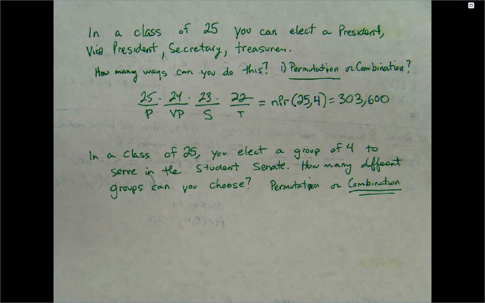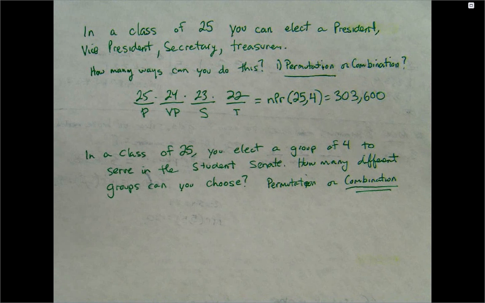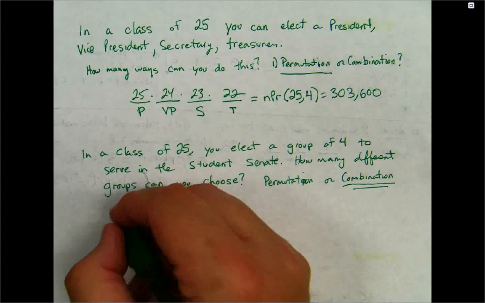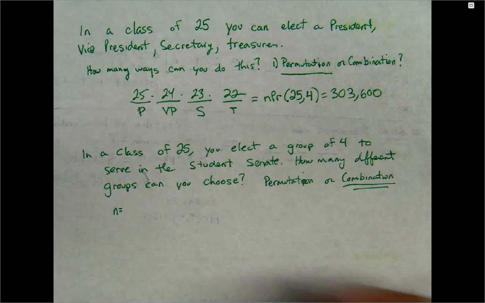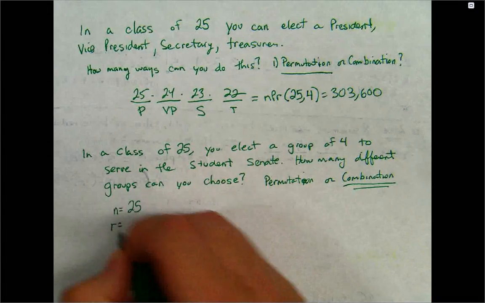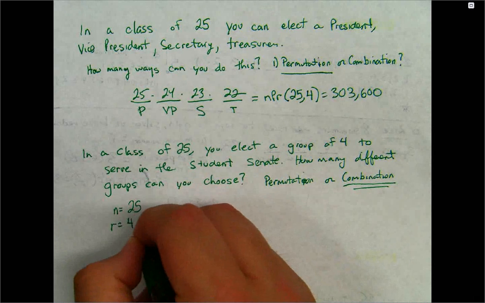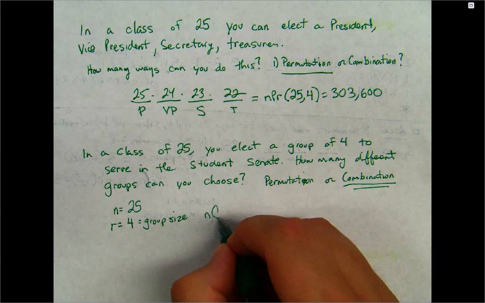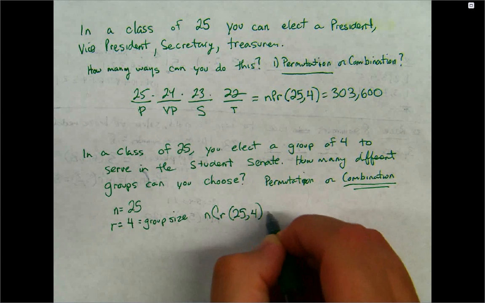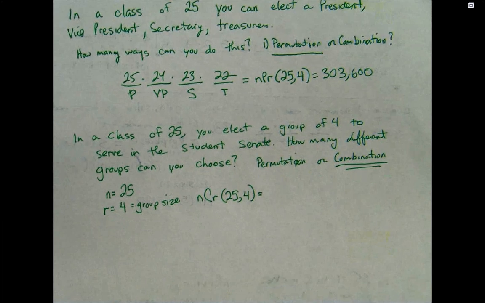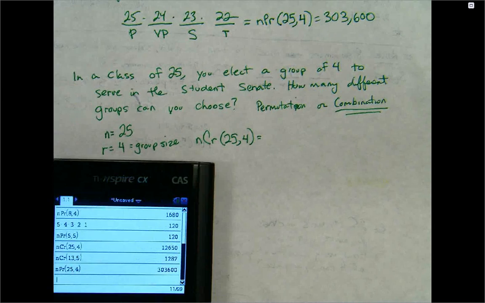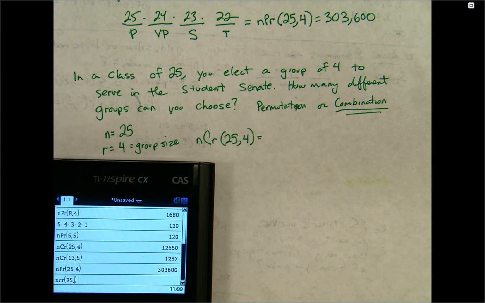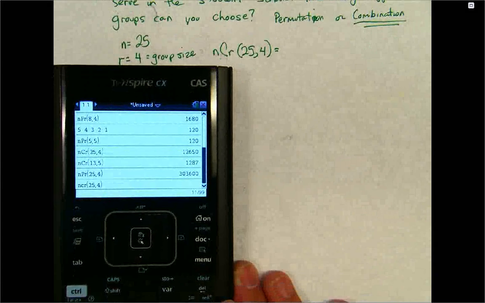We just want a group of 4 that's going to go serve in the Senate. So what's my N value here? 25. What's my R value? How big is the group? 4. That's your group size. So this would be nCr 25, 4. I did nCr 25, 4, hit enter, and I get 12,650.